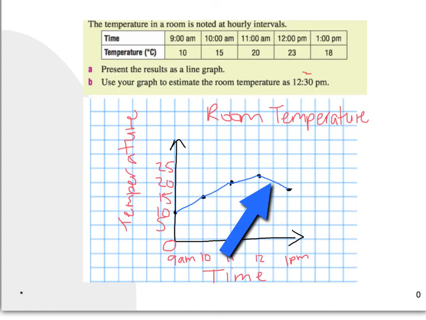So we can write down, remember we need to use our therefore. So therefore it was 20 degrees approximately. And there you have it. We've done our line graph and answered our question. Now hopefully you are fully informed about line graphs.